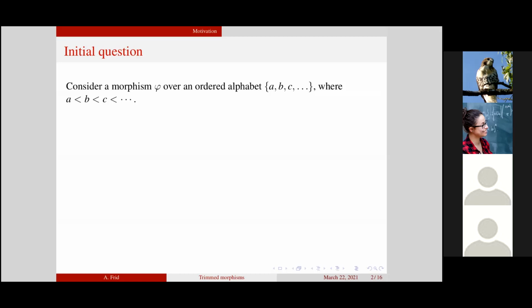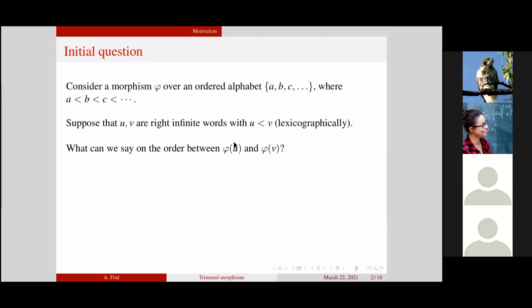So the initial question was as follows. If you have an ordered alphabet and a morphism on it, and two words, like two infinite words, or finite words if the order is well defined, one of them is less than the other lexicographically. So what can we say about the order between their images, phi images of U and V?